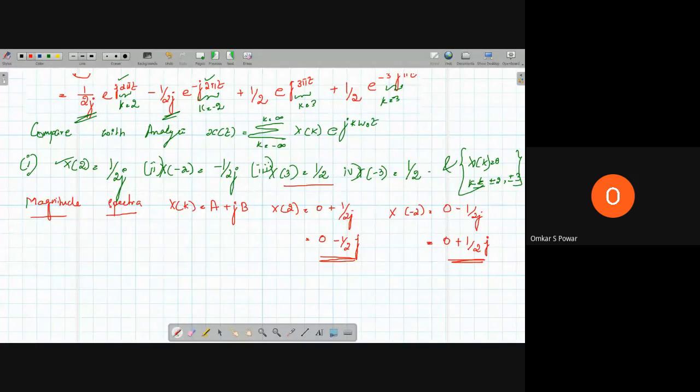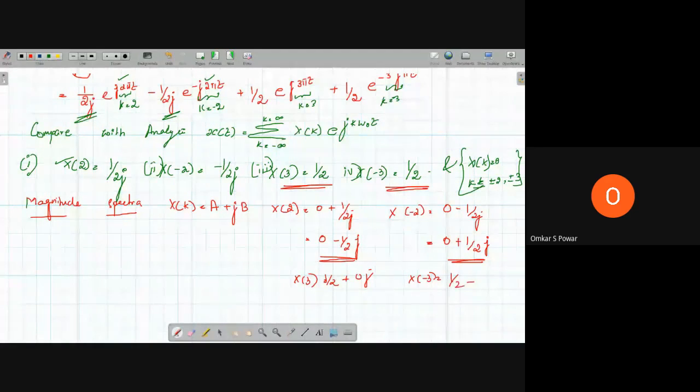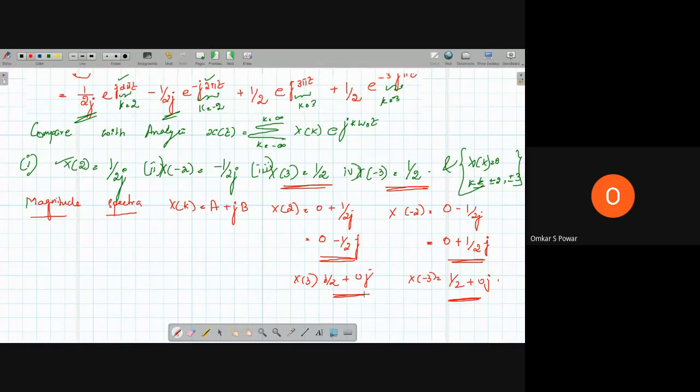For x of 3, no need, because there is no j term, right? Only a term is there. So x of 3 you can write here if you want. Half plus 0j. Then x of minus 3 is equal to half plus 0j. Just, for your life to become easy.